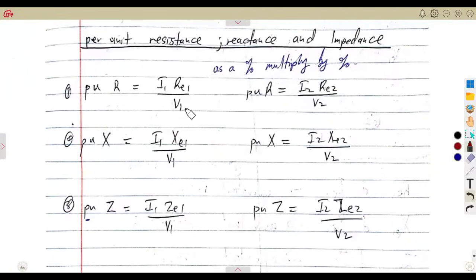From these calculations, having I1 and V1 and the equivalent resistance, we can calculate the per unit resistance. Also on the secondary side, we can calculate the per unit resistance. These are per unit values, per unit reactance from the equivalent reactance of the secondary side, of the primary side. Per unit of what? Of the impedance. Per unit.